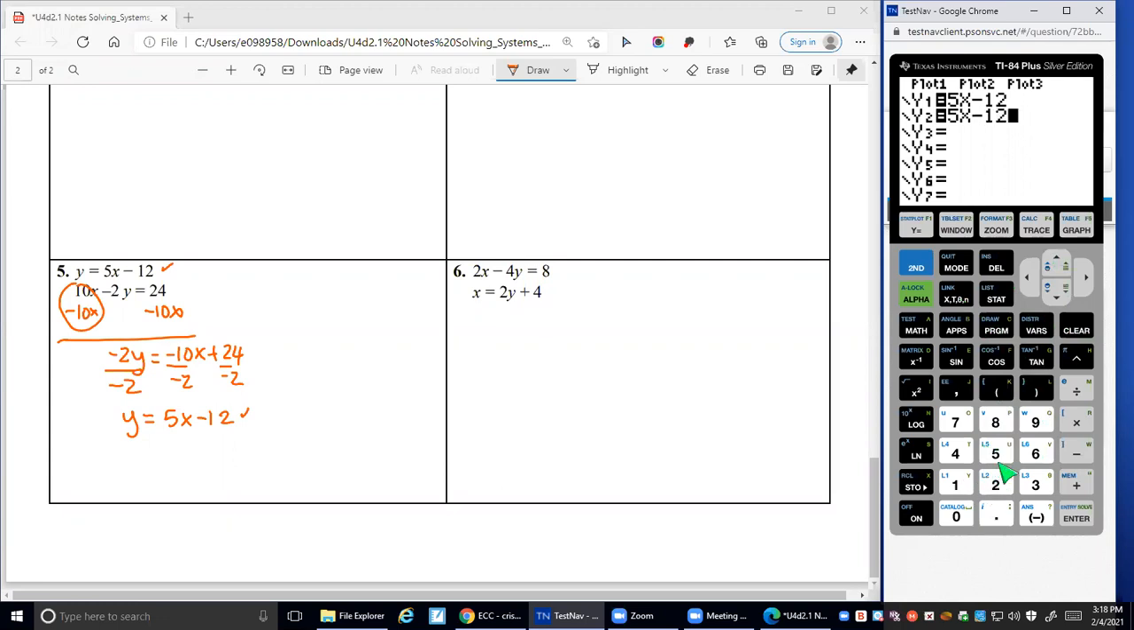Okay. Maybe the fact that they're the same. And so when you hit graph, and let me just go to Zoom Standard, your standard screen, Zoom 6, okay? We only see one line, right? It's because the two lines are on top of each other. Maybe you didn't pick up on that.